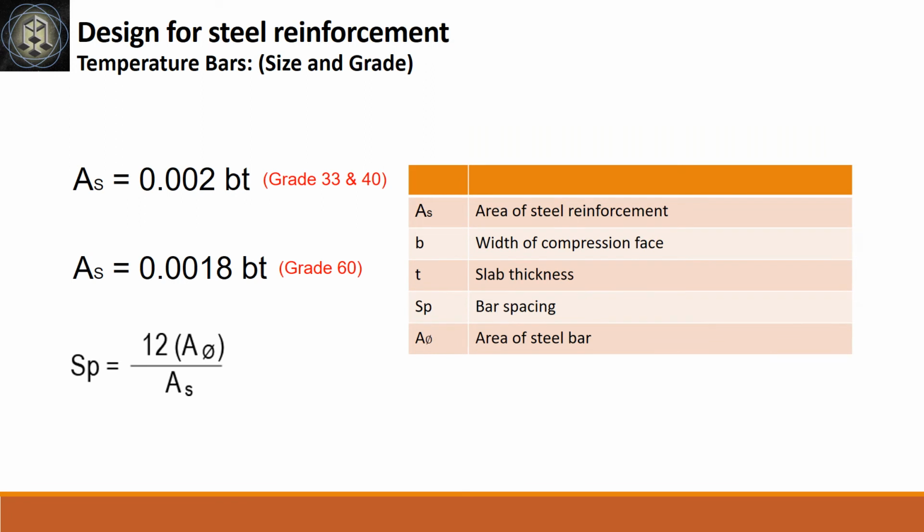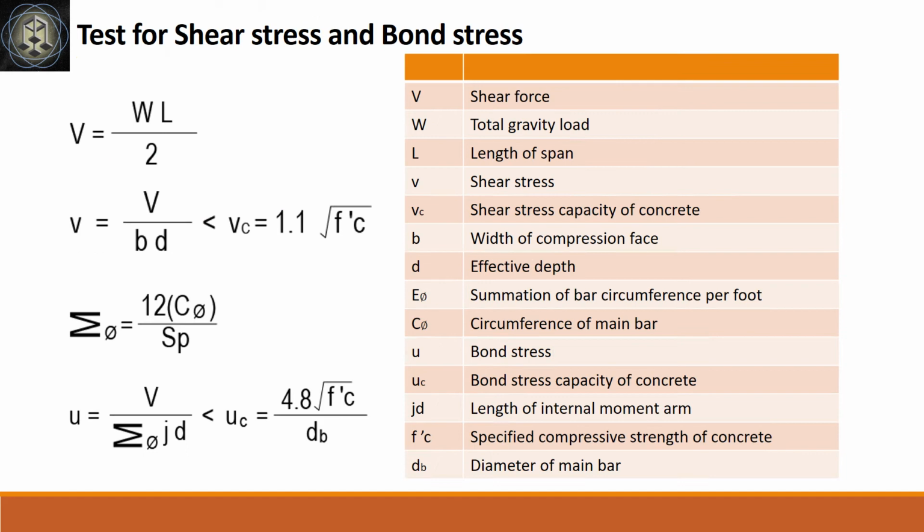Continue to solve for the area of steel and bar spacing for the temperature bars. And finally, we test for shear and bond stress by solving shear force and shear stress, where the design shear stress should be less than the shear stress capacity of concrete, and the design bond stress should be less than the bond stress capacity of concrete.